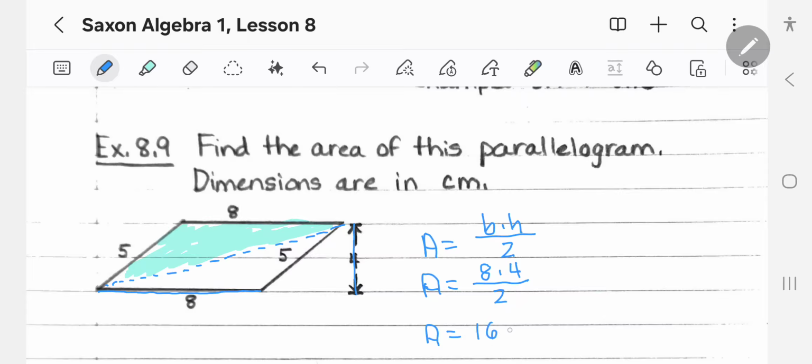And these are in centimeters. So that was 8 centimeters times 4 centimeters. So we're going to have centimeters squared. Square centimeters. That's the area of this white one right here.